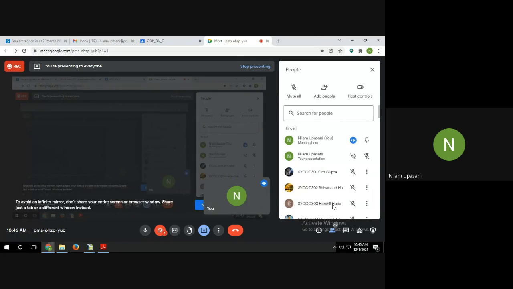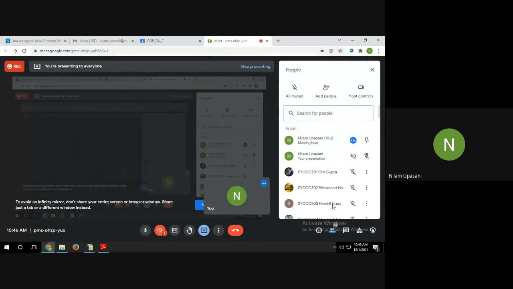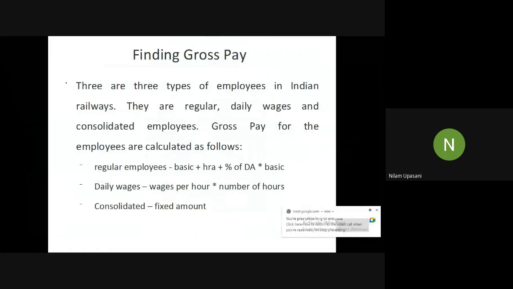Yes, anyone can answer this. So what we are trying to do here? This problem statement is to calculate what?